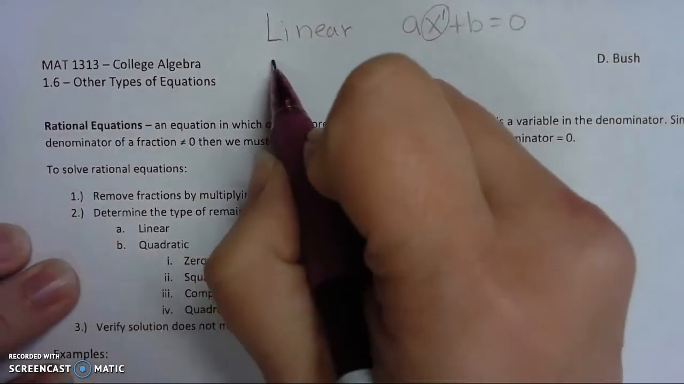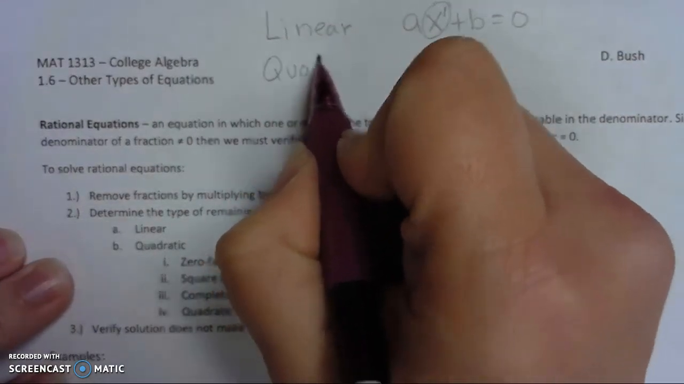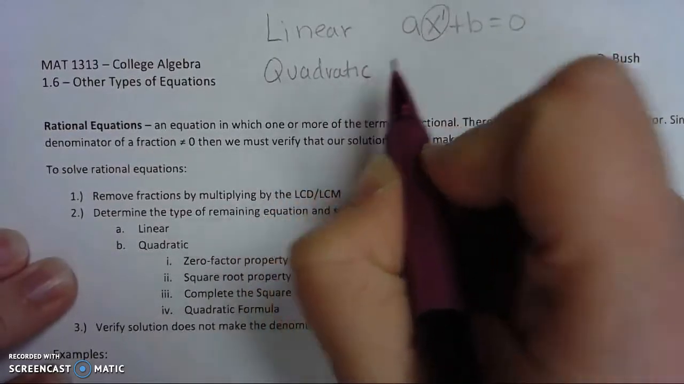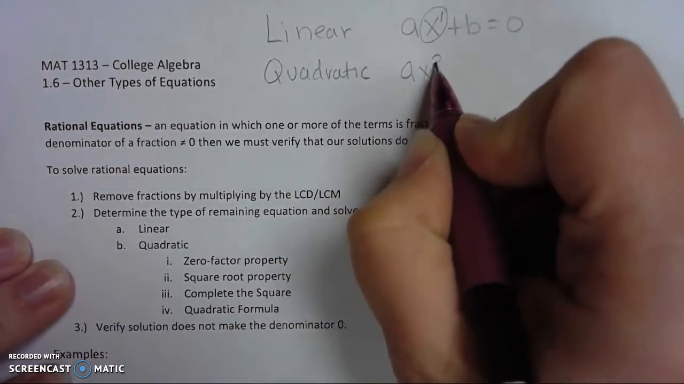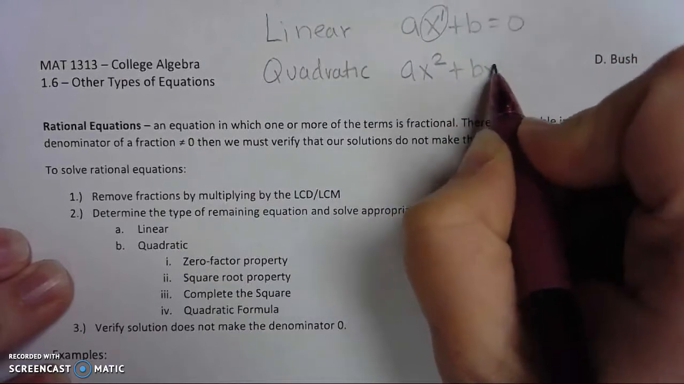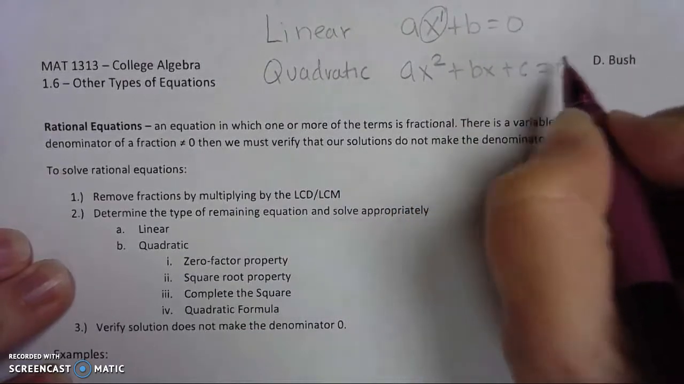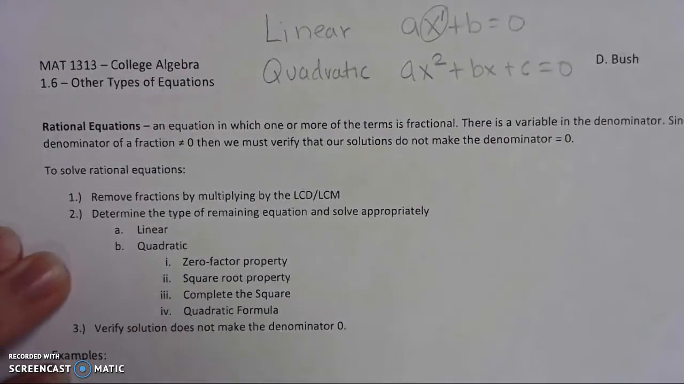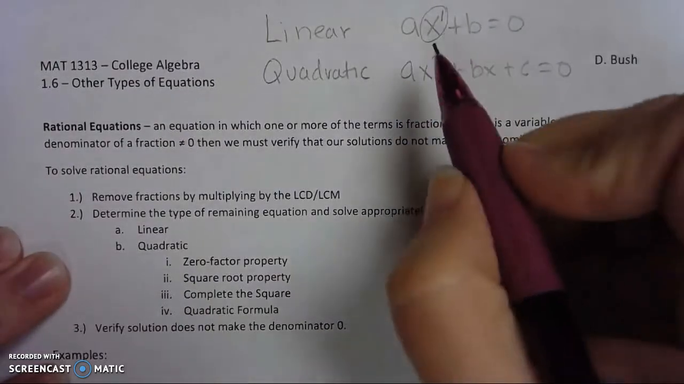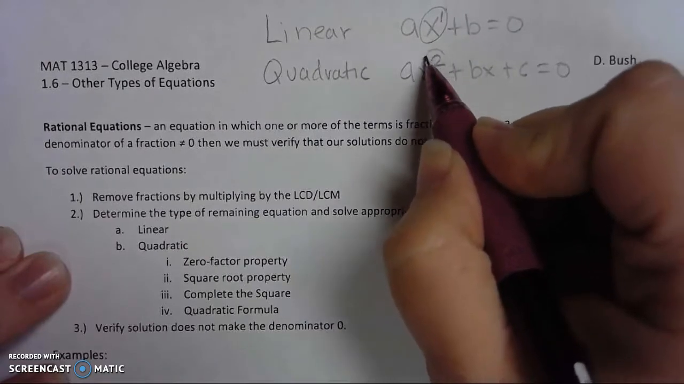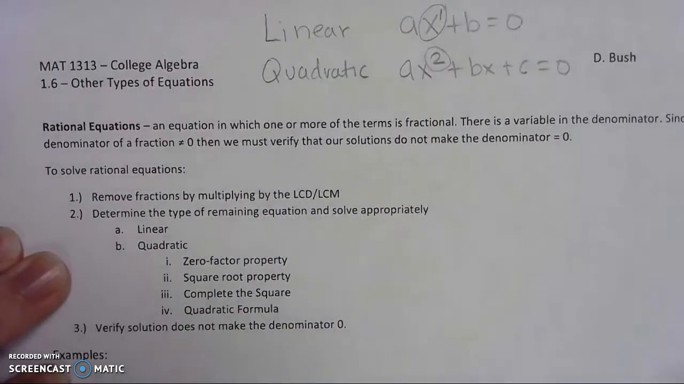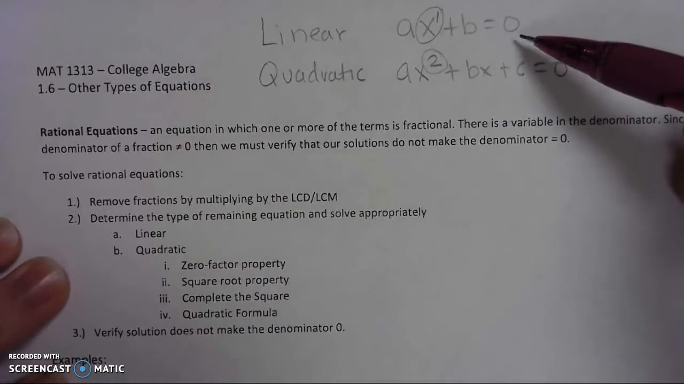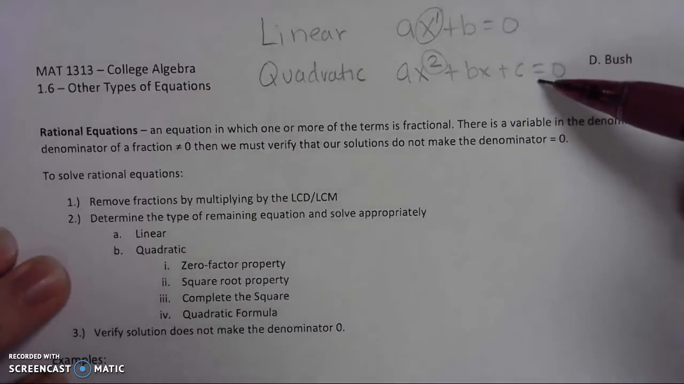The second type of equation we talked about was the quadratic equation. And we said the quadratic equation could be written in the form ax squared plus bx plus c equals 0. In this equation, a, b, and c are still just numbers. x is still our variable, but now the largest exponent we see is a 2. And we discussed ways to solve linear and a couple of ways to solve quadratic equations.